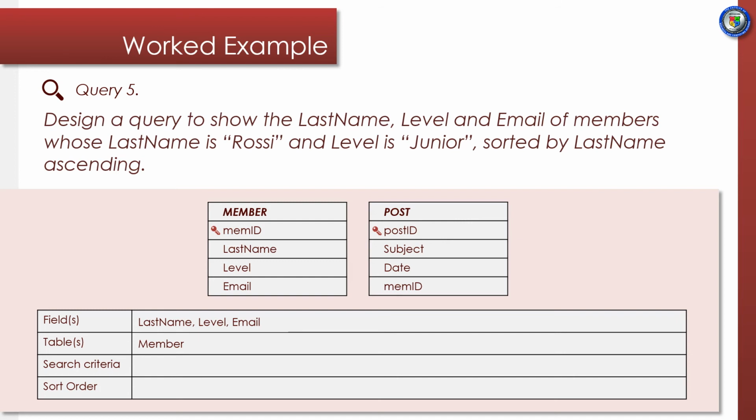As mentioned earlier, our search criteria is complex. That means we have more than one piece. In this case, last name is Rossi and level is junior. Last name equals Rossi and level equals junior. Notice that both pieces of search criteria are separated by the logical operator AND. Finally, our sort order, sorted by last name ascending.